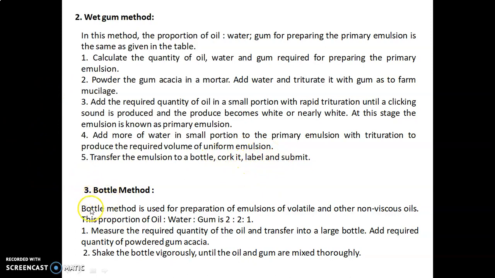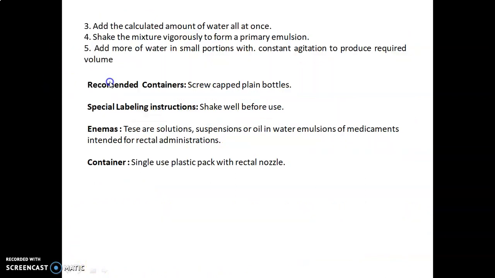Then third one, bottle method. Bottle method is used for the preparation of emulsions of volatile and other non-viscous oils. The proportion of oil to water to gum is 2:2:1. First one, measure the required quantity of the oil and transfer it into a large bottle, add the required quantity of powdered gum acacia. Then second one, shake the bottle vigorously until the oil and gum are mixed thoroughly.